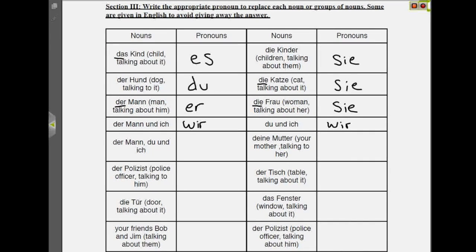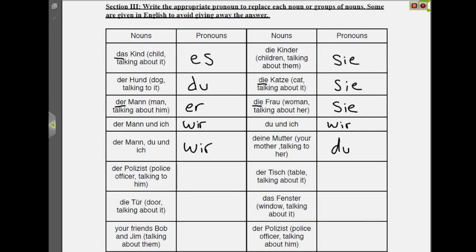Der Mann, du und ich. The man, you and I. If that's the case, it's still wir. Deine Mutter. You're talking to your mother. Because she's a blood relative of yours, you're going to use the informal you. Obviously, she's a singular individual, and singular informal then is du.